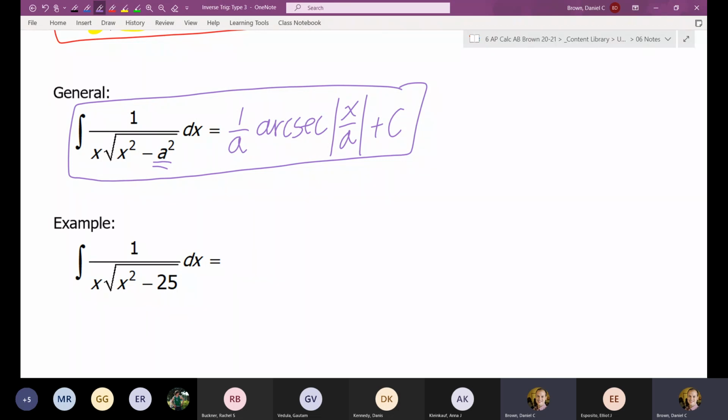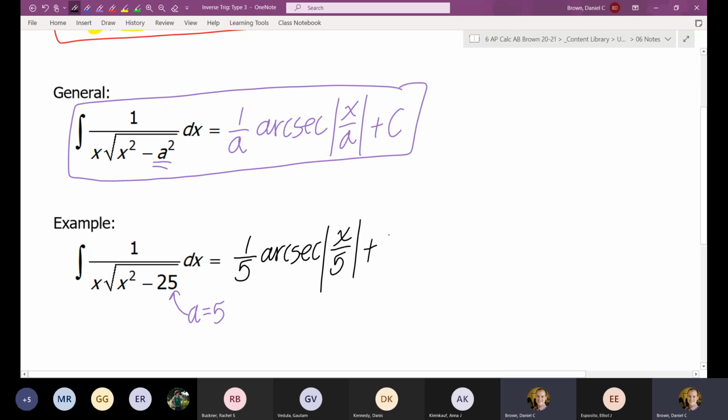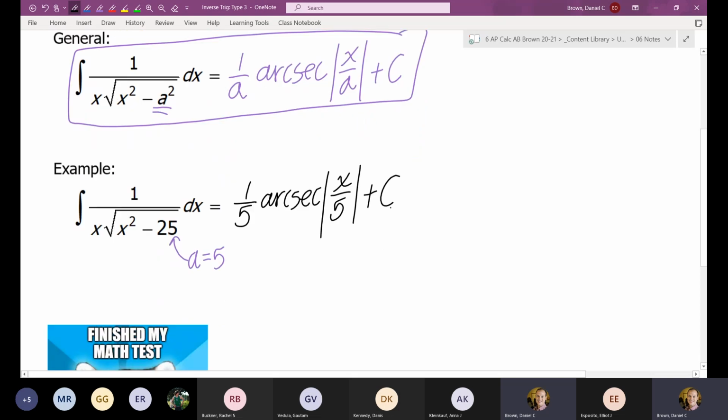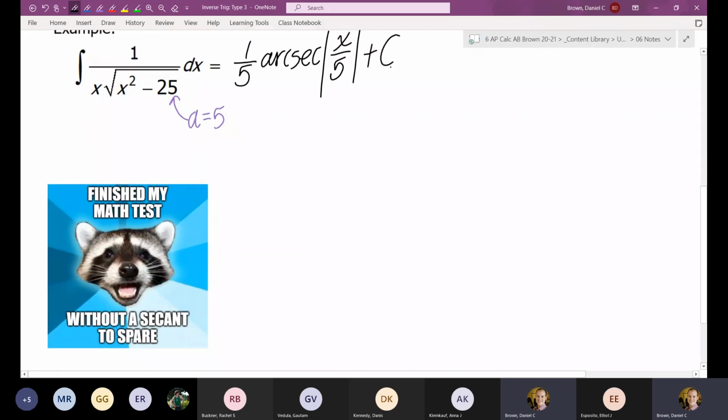I keep using this 25 just to be consistent for the notes, but we can see that a would be equal to 5. So what would be the integral of this one? 1 over 5 arc secant of the absolute value of x over a, which is also 5, plus c. Those absolute value signs are necessary and important.